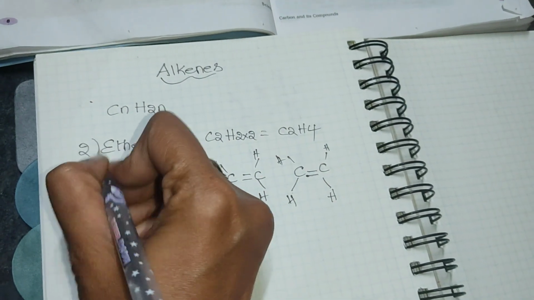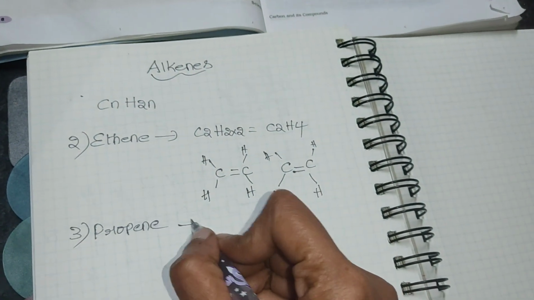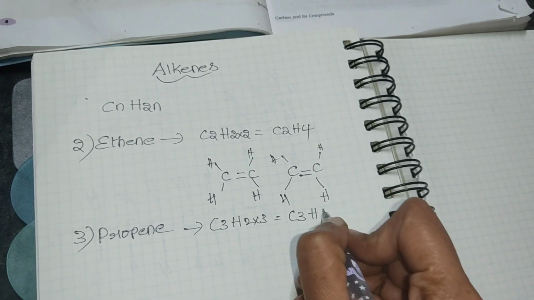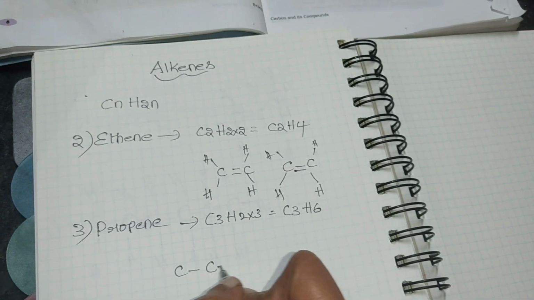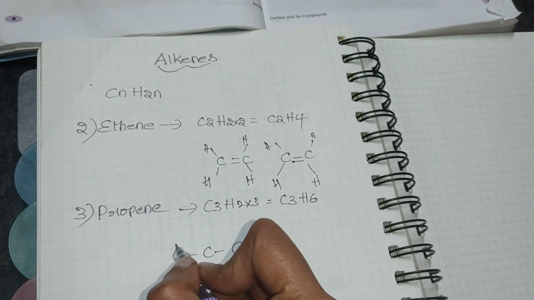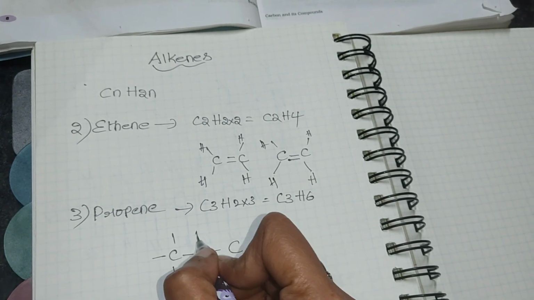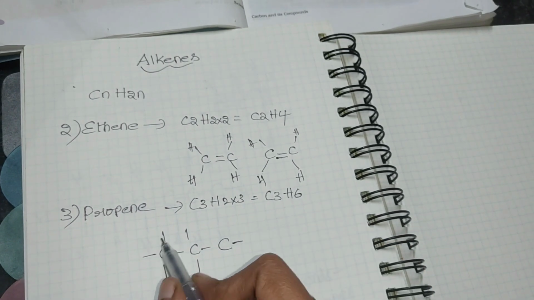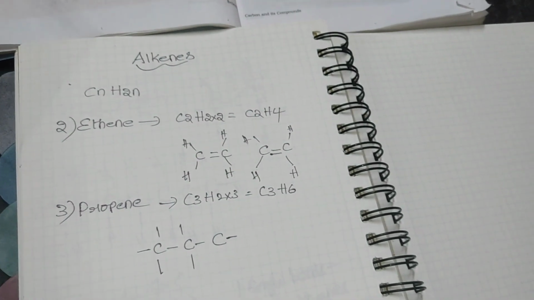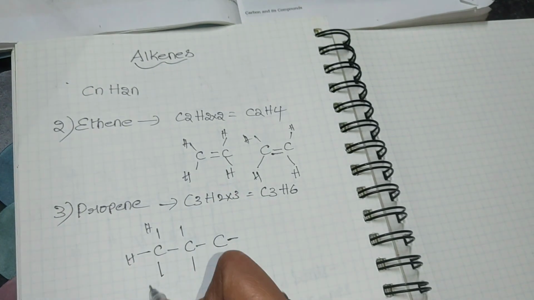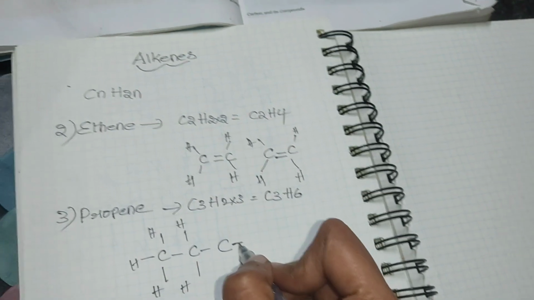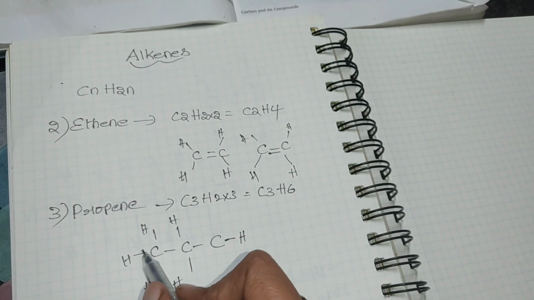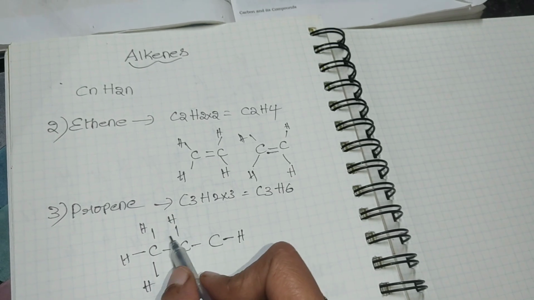With 3 carbon atoms, we will write C3H2 into 3, that is equal to C3H6. Let's write the propene structure: 1, 2, 3. Then let me complete it with hydrogen, so that 1, 2, 3, 4, 5, 6 is balanced. Here we can see 4 bonds are satisfied. Here also 4 bonds are satisfied.